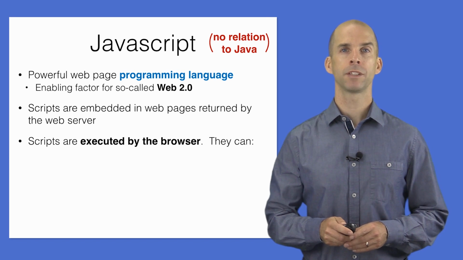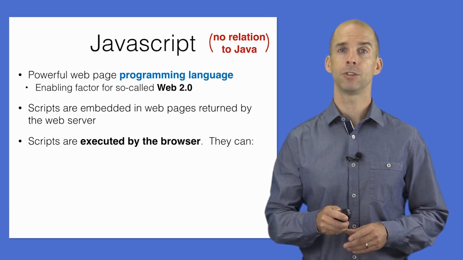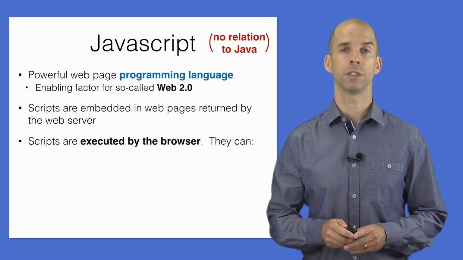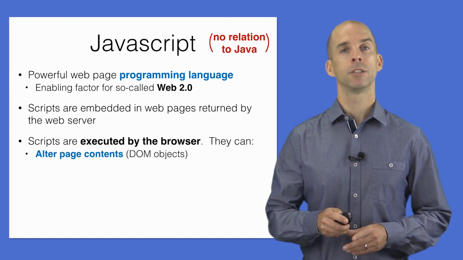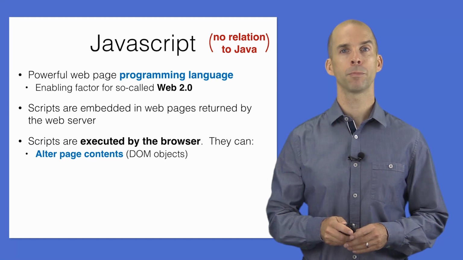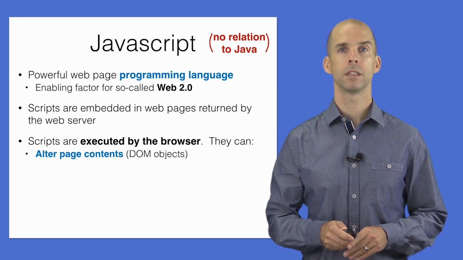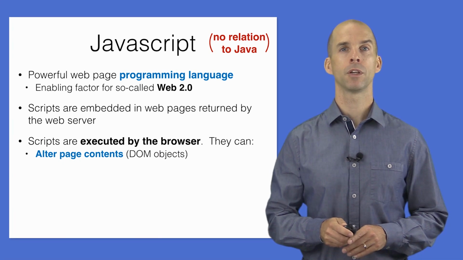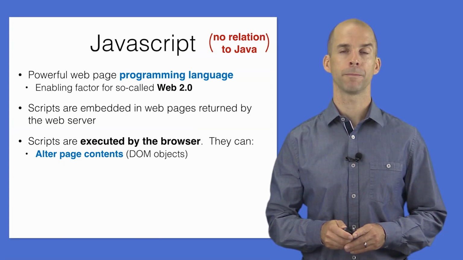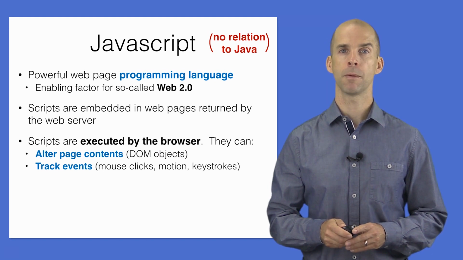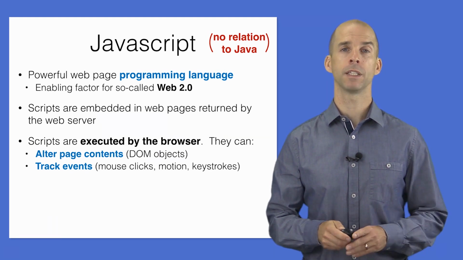JavaScript programs are executed in the browser and, as just shown, can be used to alter a web page's contents to determine what is displayed. To access page elements, JavaScript programs use the Document Object Model, or DOM. JavaScript programs can also perform interactive processing. For example, they can track mouse movements to implement drag and drop, or run code to process button clicks.